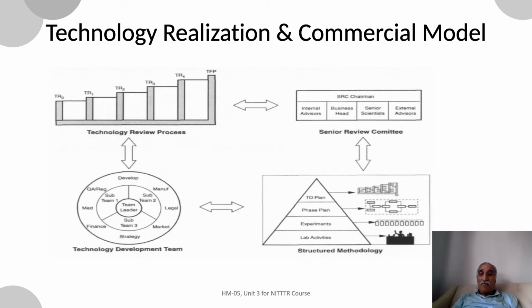So we try to develop a structured methodology where the lab activities through experiments are converted into a phase plan of manufacture, and then the technology development plan is drawn. And at every stage of technology review, we have this expert team operating on the particular outcomes that are defined by the technology development team. So this is how the technology realization commercial model happens.